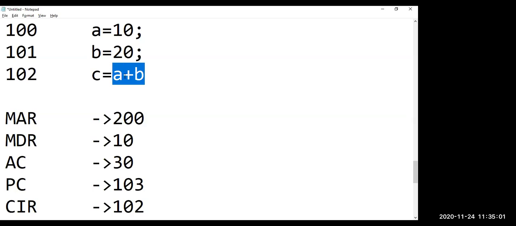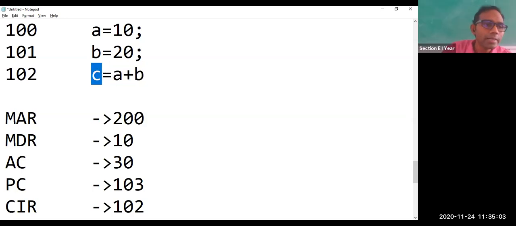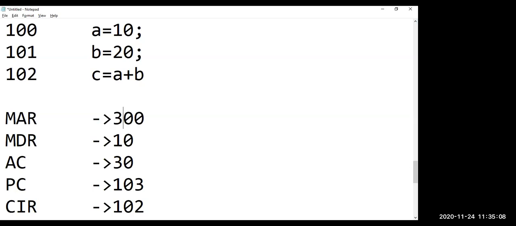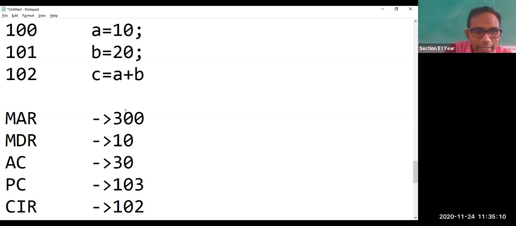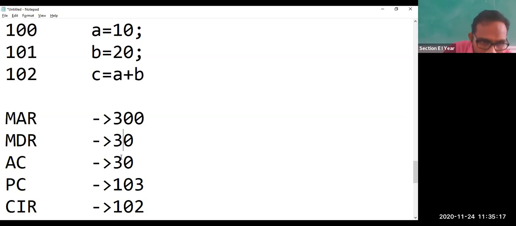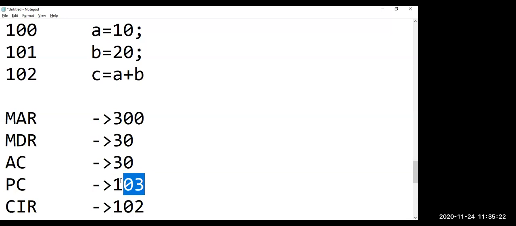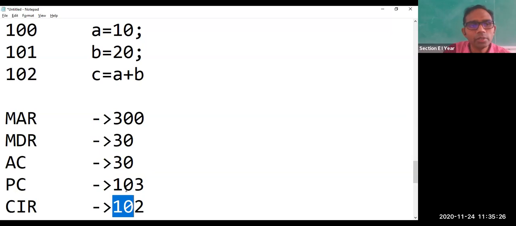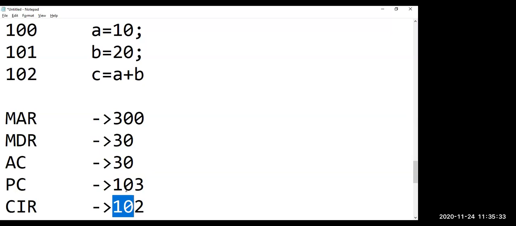Now what we need to do is store the result in C. What is the MAR? The address of C is 300, for example. Then what is MDR going to have? Now MDR will have value 30. We need to store the 30 into C. Then the accumulator is also going to have the same value, 30. Program counter also has the same value, 103. Then the current instruction register also has the same value. So this is how the registers change in von Neumann architecture. Understood?